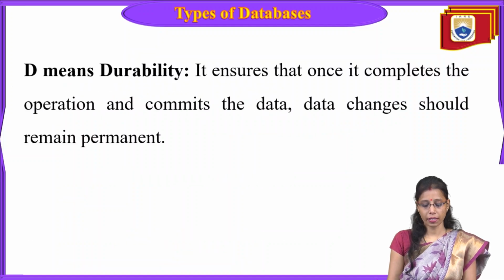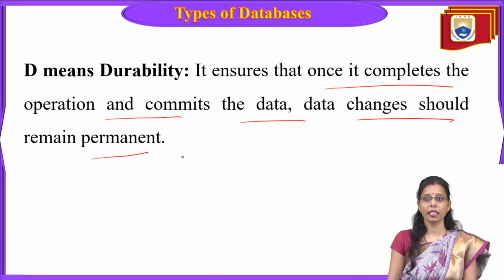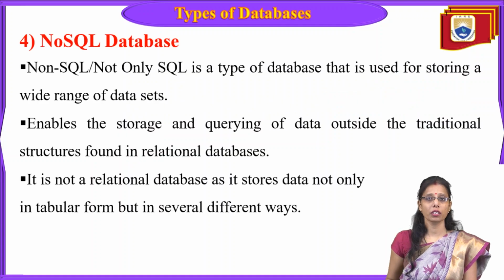Now D means durability. It ensures that once the operation completes and commits, the data changes should remain permanent. There should not be any further changes in that.